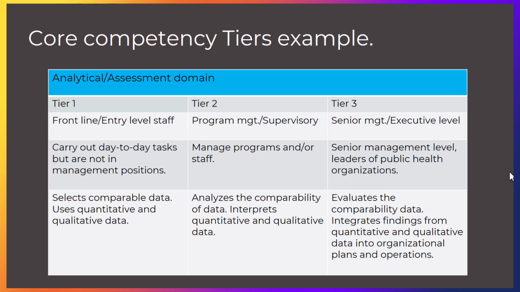Then you have your tier 2, which is a program manager or a supervisor. They manage programs and/or staff. They analyze the comparable data and they interpret the quantitative and qualitative data. And then you'll have tier 3 in this domain, which is senior management, executive level. They are leading public health organizations and people. They evaluate the comparable data and they integrate findings from that quantitative and qualitative data into organizational plans and operations, right? So you have different levels for that domain, and you're going to have these for all of the domains, so you'll know how to rate people.